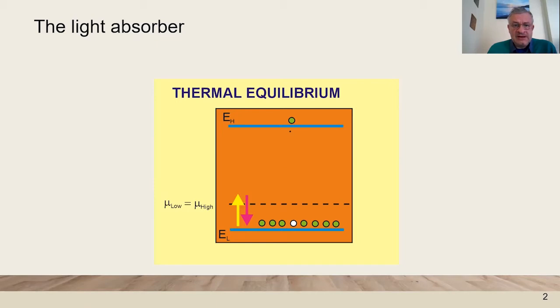Low and high energy states can be, for example, the valence band and the conduction band of a semiconductor. Now in the dark, this is in thermal equilibrium with the surrounding radiation. So there are basically two processes of thermal promotion of carriers and recombination, and this is totally in equilibrium.